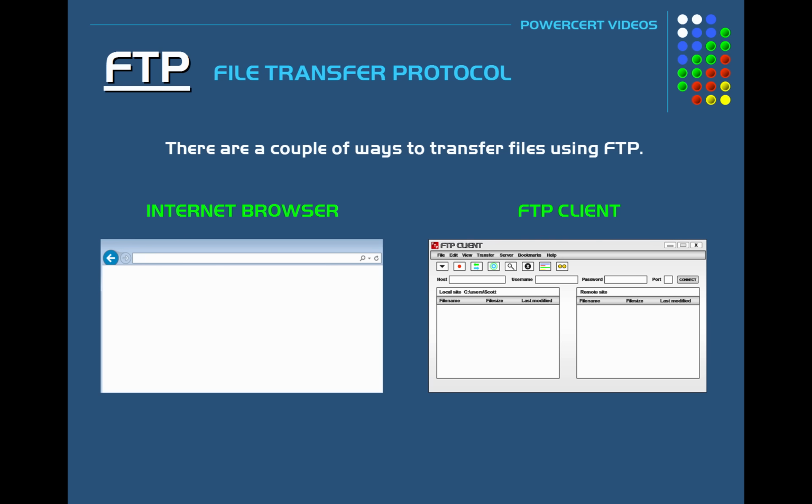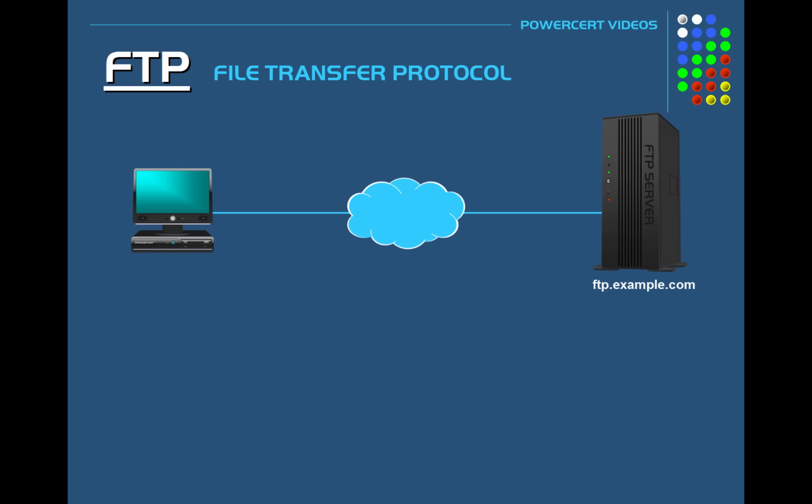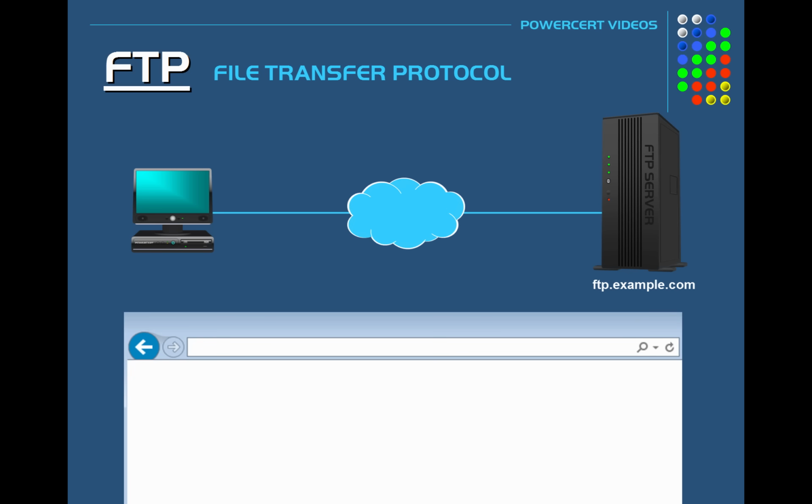So as an example, let's download some MP3 files that someone has put on an FTP server. So let's use a standard internet browser in this example. So you would open up a web browser, and then you would type in the address of the FTP server that you want to connect to, just as if you were going to a regular website. So the web address of this FTP server is ftp.example.com. So you would type that address as the URL.